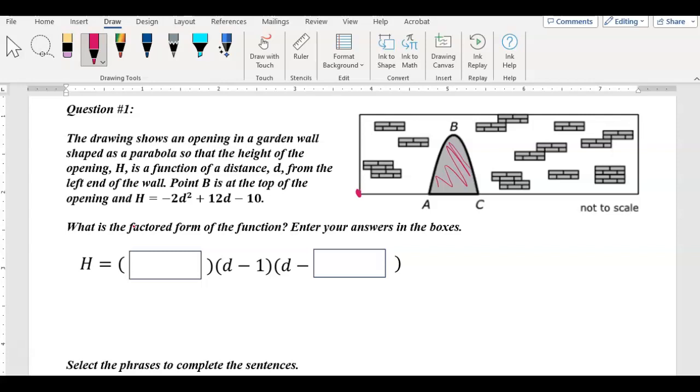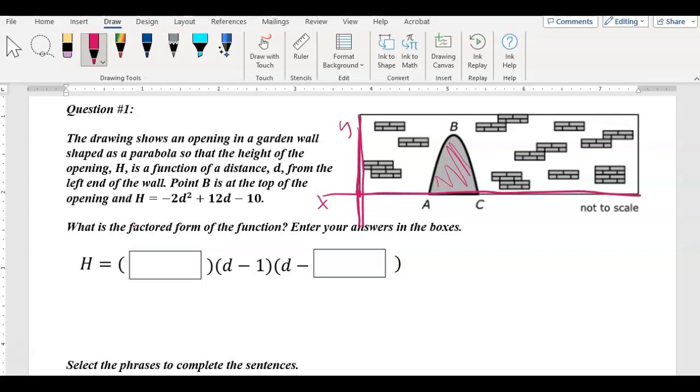If it's helpful for you, think of this as your coordinate plane. So this is your y, this is your x, or in this case, this is your height, h, and this is your d, distance from the wall, okay? So if it's helpful, think of that as a coordinate plane. That's what I thought of when I saw this. So first it asks us, what is the factored form of this function?